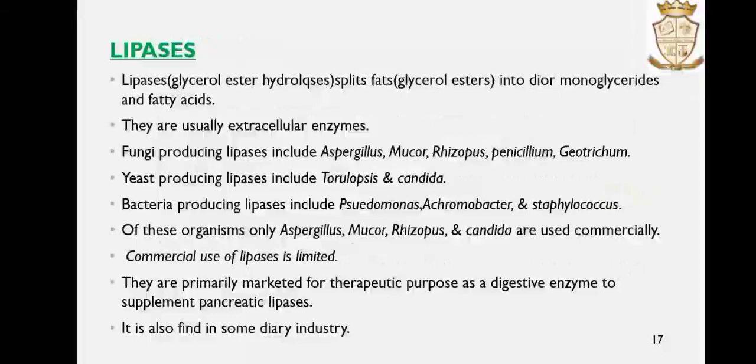Lipases. Lipases split fats into monoglycerides and fatty acids. They are usually extracellular enzymes. Fungi producing lipases include Aspergillus, Mucor, Rhizopus, Penicillium, etc. Yeast producing lipases include Torulopsis and Candida. Bacteria producing lipases include Pseudomonas, Staphylococcus, etc. Of these organisms, only Aspergillus, Mucor, Rhizopus, and Candida are used commercially.